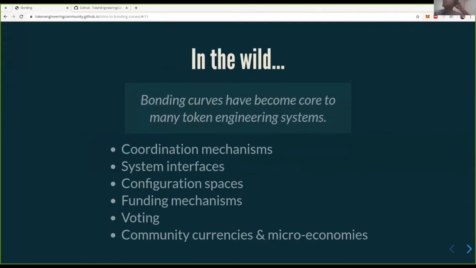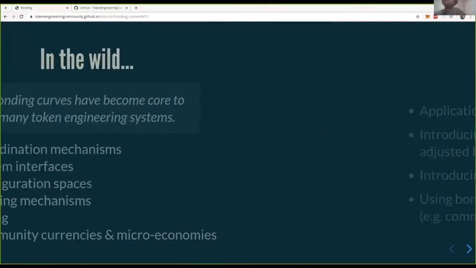So what are bonding curves used for in the wild? All sorts of things, and you're going to get a whole range of examples in the later presentations. Some of them are things like system interfaces, voting, community currencies, and funding is also part of this. It's probably the one that has gotten most of the attention, but there's a lot going on in this space.